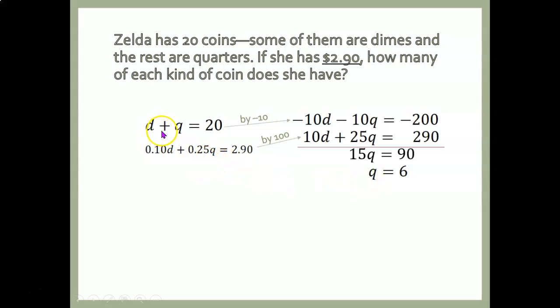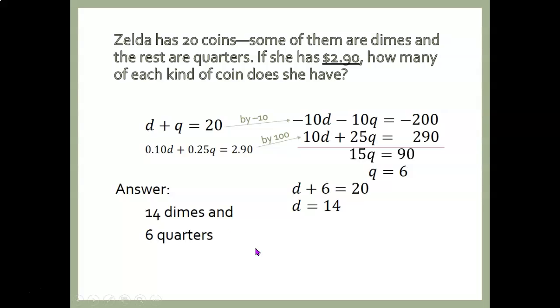And then come back here and put 6 in place of Q. D plus 6 equals 20. Subtract 6 on both sides. D equals 14. So now that we have numbers for both of our variables, remember what they stand for, we can specify, okay, here's the answer to the question. How many of each kind of coin does she have? Well, she has 14 dimes and 6 quarters.